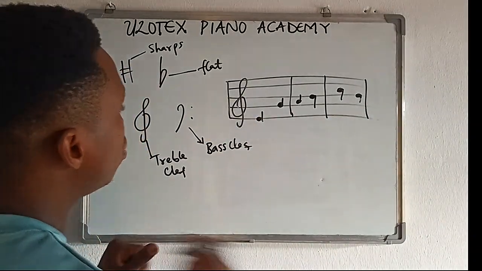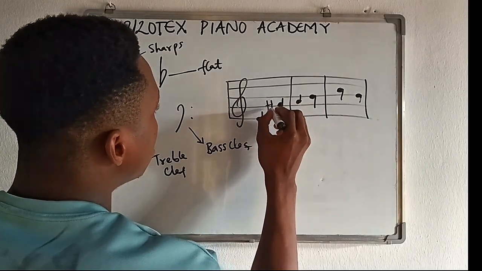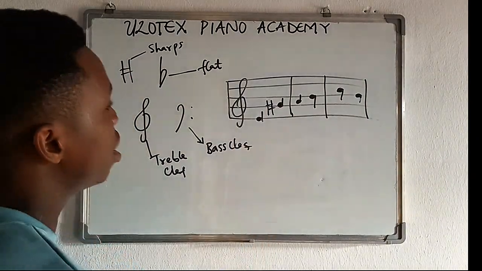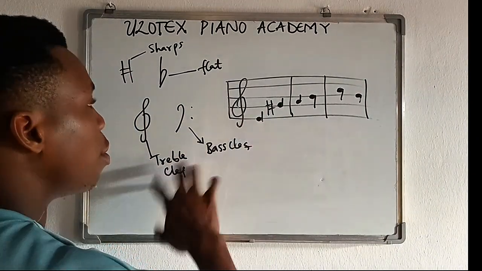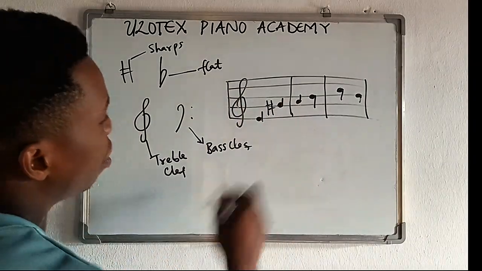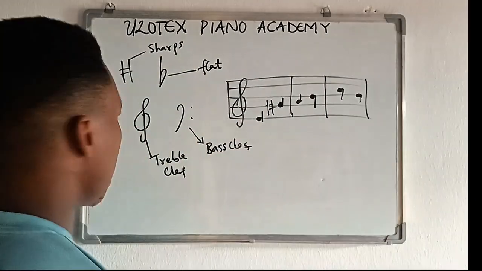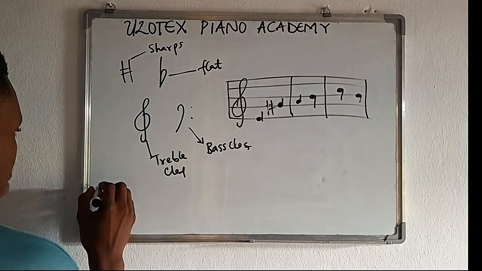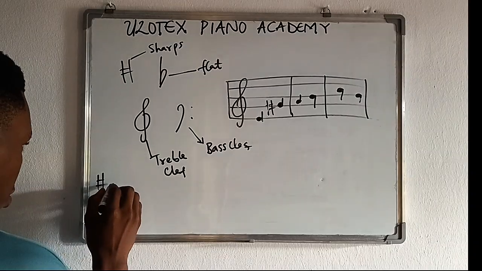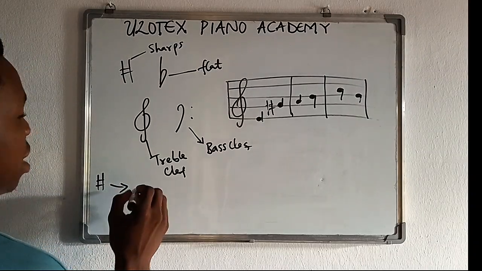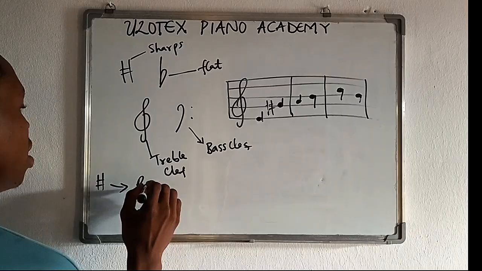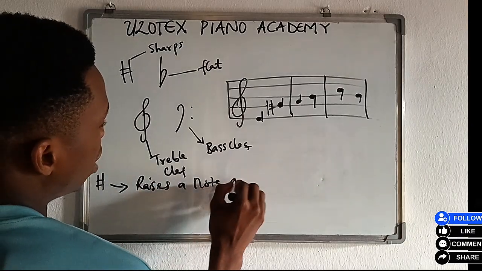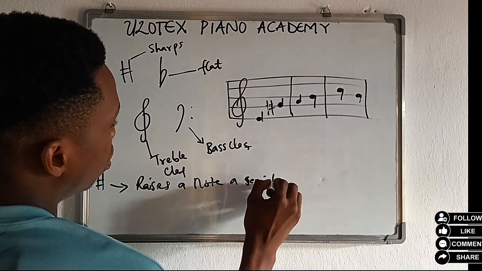Now, in a situation where a sharp is introduced, let's say to this line that has a G. If you play your normal E on the white keys, for you to play this G, you are going to sharp it, a semitone higher. That brings us to understand what our sharp is. Our sharp raises a note a semitone higher.